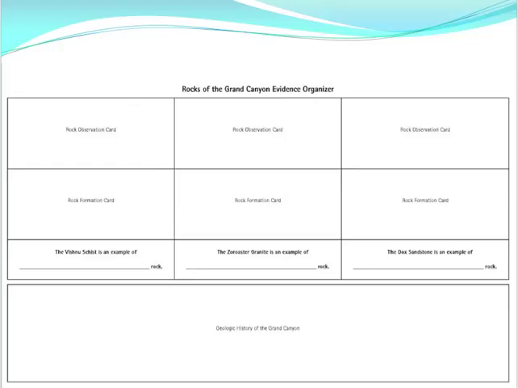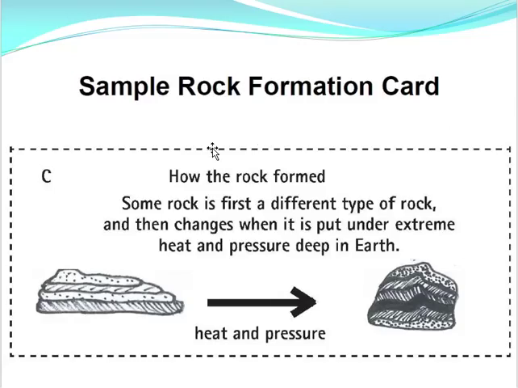And then the next thing you're going to do is look at your different rock formation cards. This is one, this is C. And you can see here that there's 3 different ones, and one of them says how this type of rock forms. So this one says how the rock formed. Some rock is first a different type of rock, then changes when it is put under extreme heat and pressure deep in the earth. And you can see that this type of rock, because of heat and pressure, then turns into this rock that's folded. And this is like a classic example of metamorphic rock.